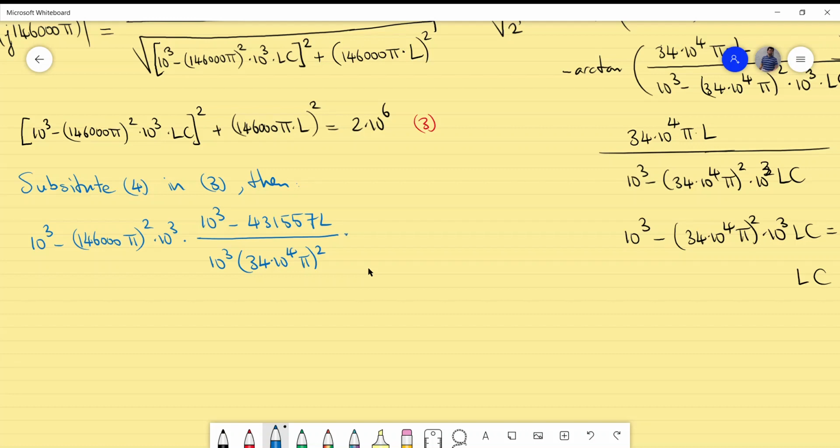And then I continue. So what do I have? I have, of course, this in complete form, and then the complete situation squared. So I have this squared plus this second part, so 146,000 pi times L squared will be 2 million. So we have a very huge equation, but what we have is very nice, because there is only one unknown, which is actually L. So I can just solve this.